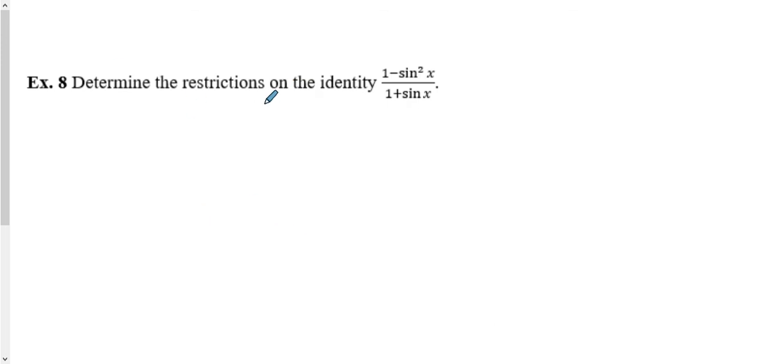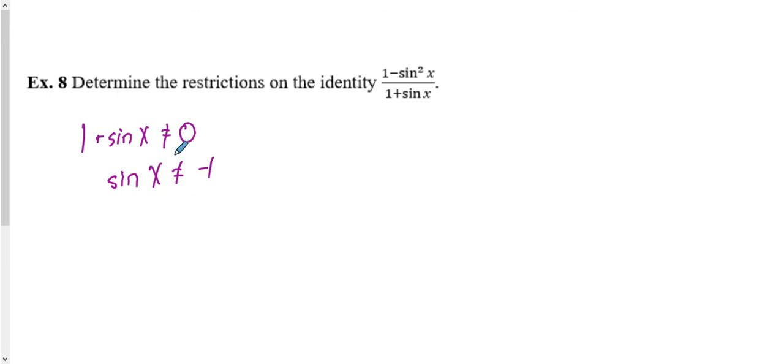For number 8, determine the restriction on this identity. So restrictions, you're going to double check everywhere. Numerator, denominator, you check everywhere for the restriction. In this case here, we have a denominator. That means in our denominator, we want to say 1 plus sine x cannot equal 0, because you don't want a denominator of 0 there. So let's isolate for sine x. So I can say sine x cannot equal -1.